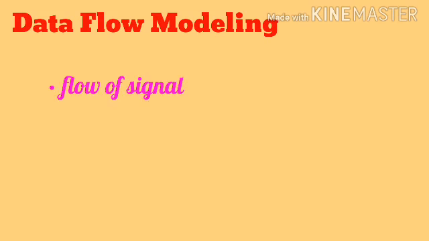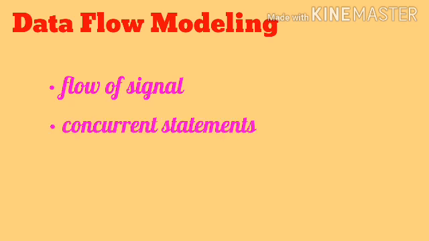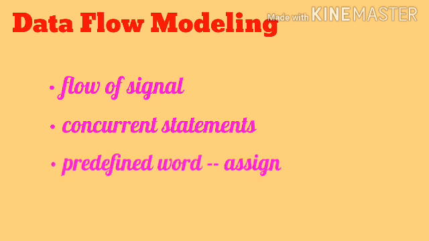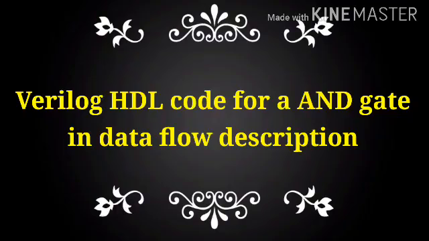Data flow describes how the circuit signals flow from the input to the output. In this modeling, concurrent statements are used to describe the flow of the signal in the circuit. The predefined word assign is used as a signal assignment statement. Let us write a Verilog HDL code for it in the data flow description.